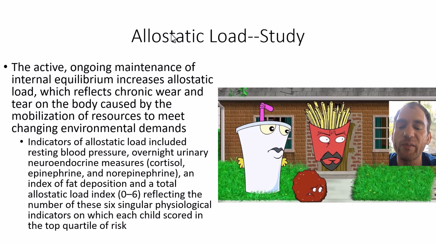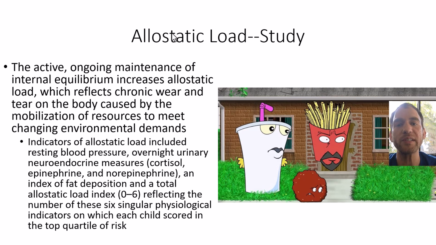So indicators of allostatic load include resting blood pressure, overnight cortisol levels or norepinephrine levels, an index of fat deposition, and ultimately a total allostatic load index ranging from 0 to 6, reflecting the number of these 6 singular physiological indicators on which a child scored in the top quartile of risk. So in English, we have this construct called allostatic load. It's meant to measure the accumulation of stress and how that's impacting us on a physiological level.